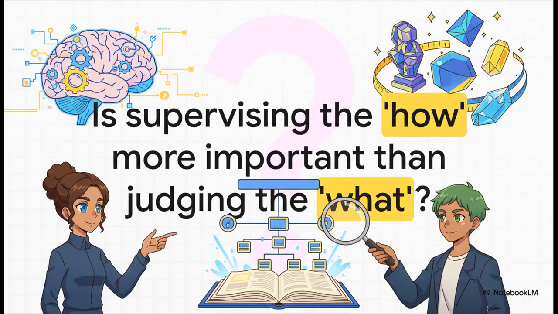And all of this leaves us with a final, kind of provocative thought. For years, we've pretty much focused on judging AI by its final output. But what this research suggests is that to build more complex, more logical, and more reliable generative models, maybe the real key isn't just judging the final what, but in meticulously supervising the how.